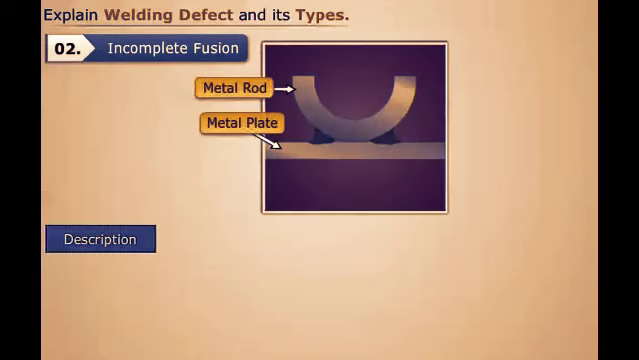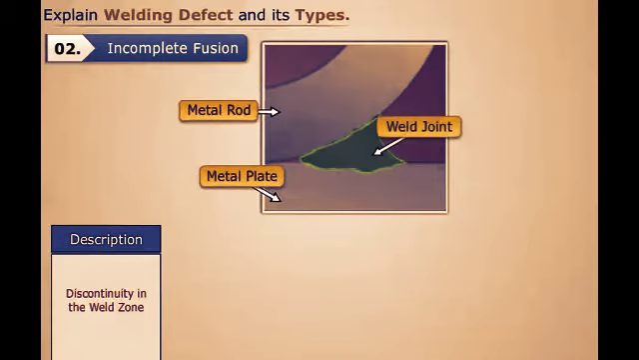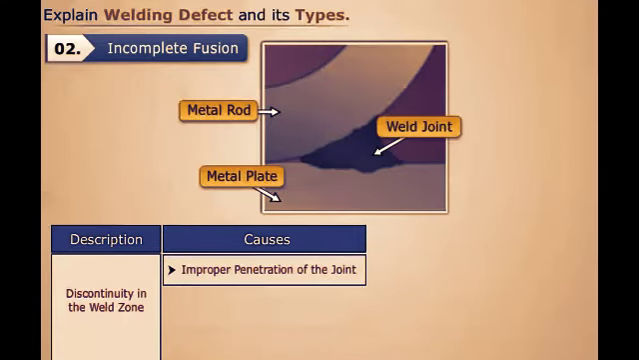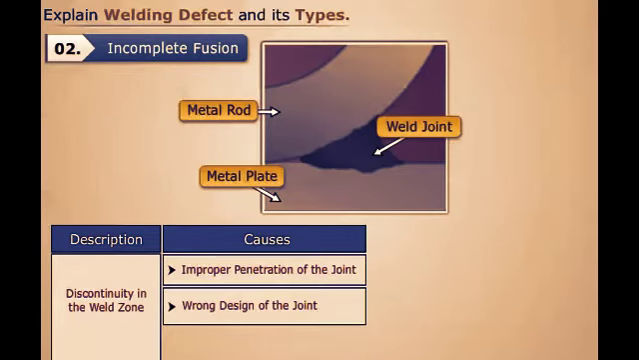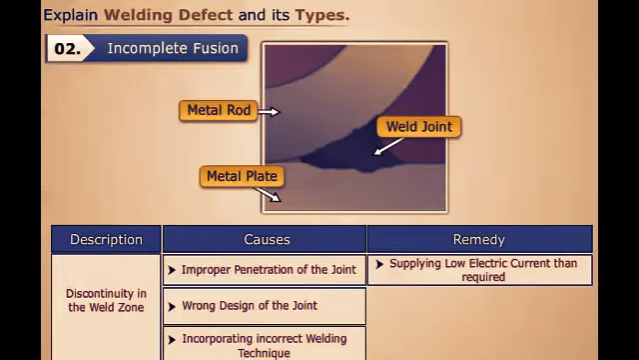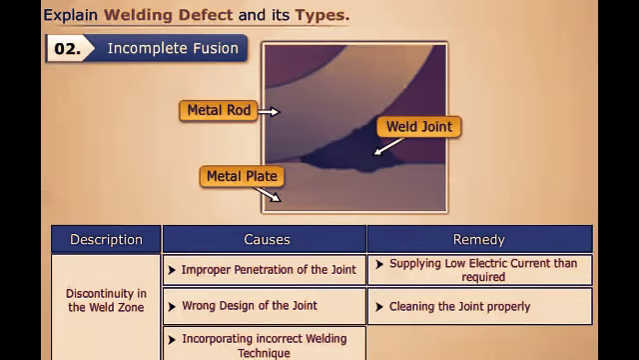Incomplete fusion refers to the discontinuity in the weld zone. It mainly occurs due to improper penetration of the joint, wrong design of the joint, and by incorporating incorrect welding technique. Incomplete fusion can be avoided by supplying low electric current than required, and by cleaning the joint properly.